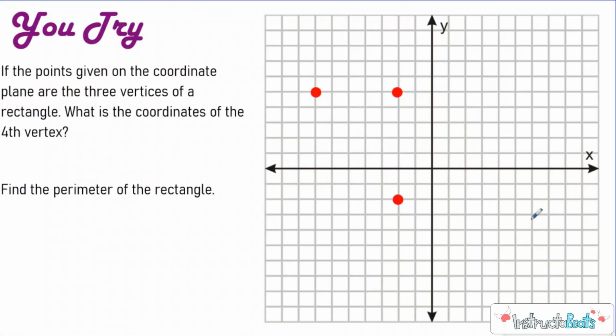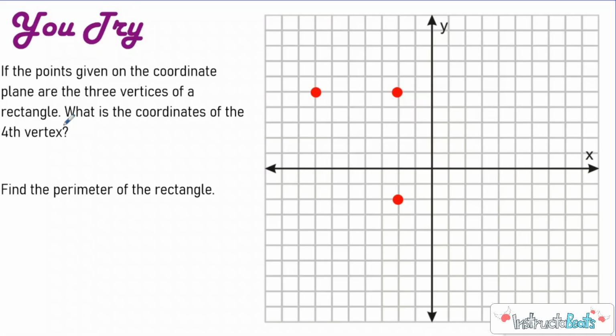So the first question, we used ordered pairs to find the distance between the vertices. The second one, we gave you the distance, you had to graph it, and then you still had to find the perimeter. This one is kind of a combination. It says, if the points given on the coordinate plane are the 3 vertices of a rectangle, what are the coordinates of the 4th vertex? And then after you do that, you're going to find the perimeter of the rectangle.